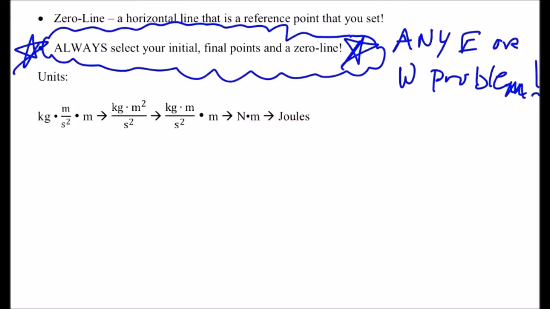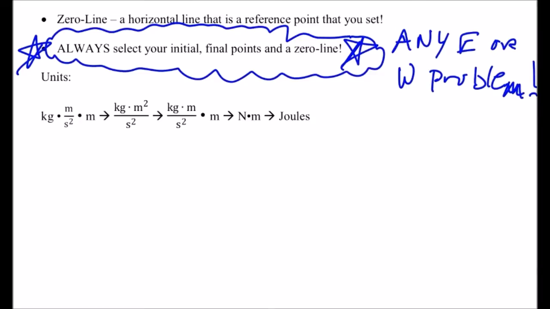Good question. Can you have a negative gravitational potential energy? Yeah, you can. There is no reason you can't from that formula. All right. So zero line, we talked about that yesterday. That's the horizontal line. It's a reference point that you set for yourself. And then, of course, you always have to select initial position, final position, and a zero line for any work or energy problem that you do. And then I gave you the units here. This is m, this is g, the acceleration due to gravity, and this is h, some height, which is measured in meters, and we get to joules, okay?